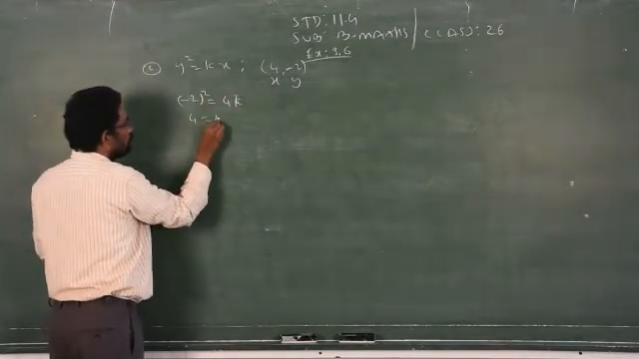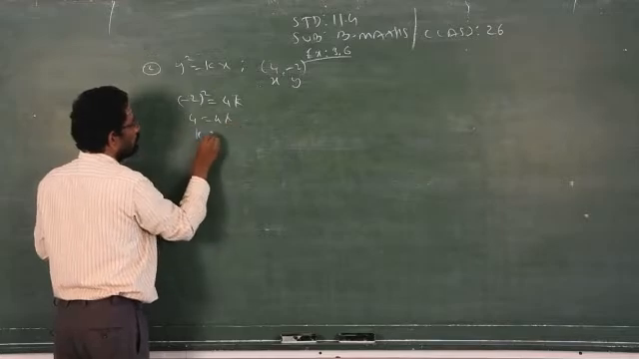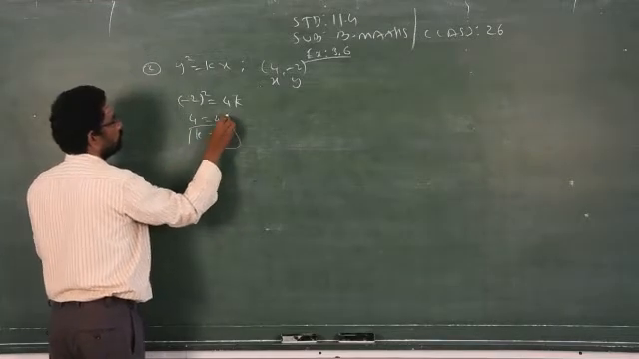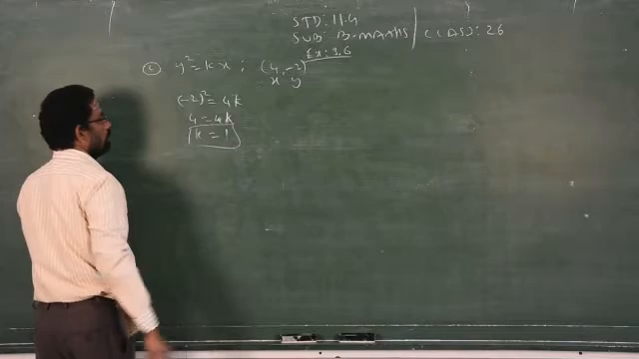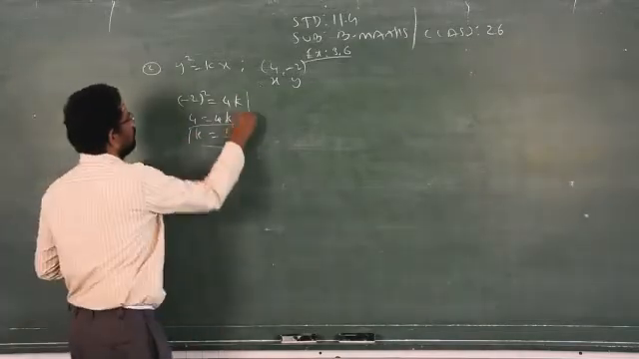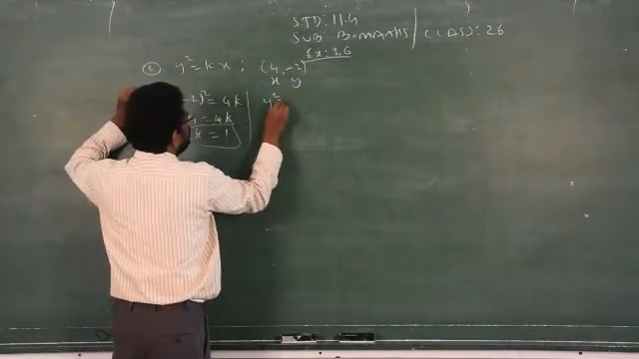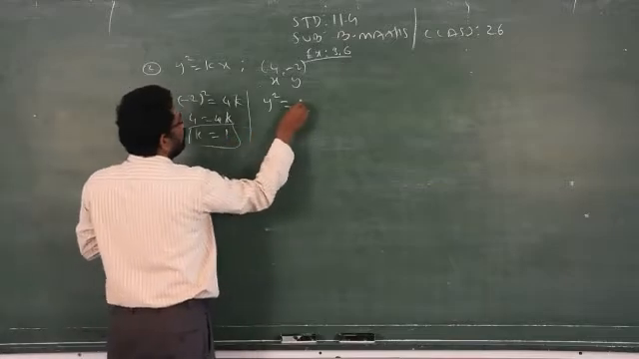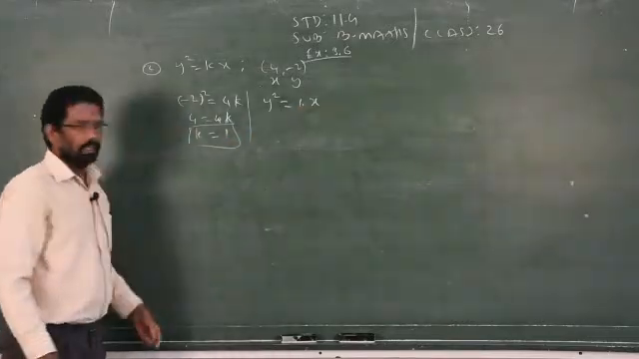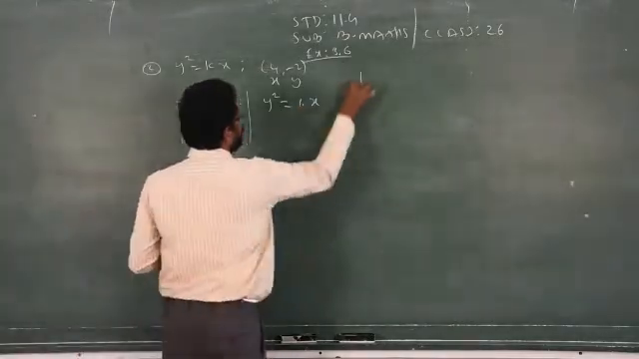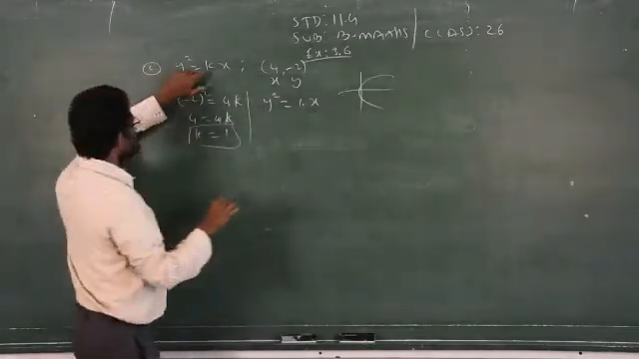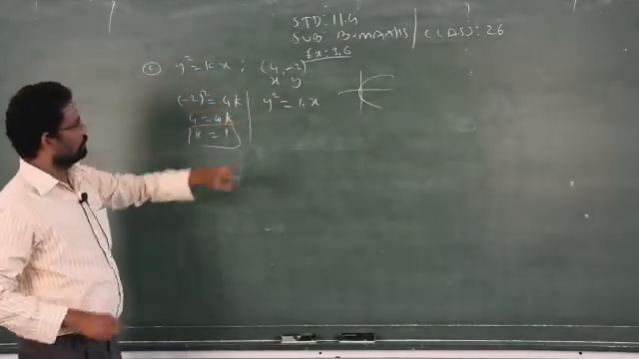So 4 is equal to 4k, which will give you k is equal to how much? 1. So k is equal to 1. I am replacing k by 1, so it becomes 1 into x. Clear? So this is right side open, it is given positive values, y square is equal to x.